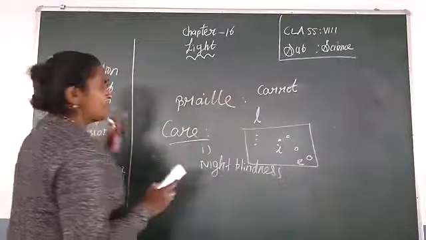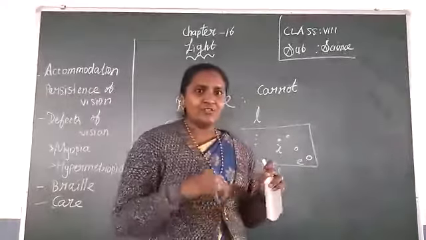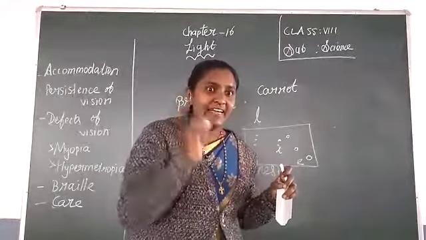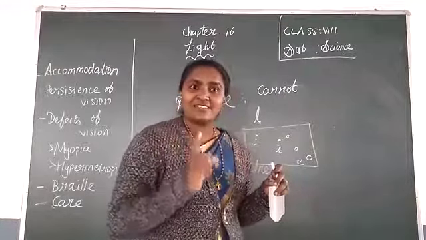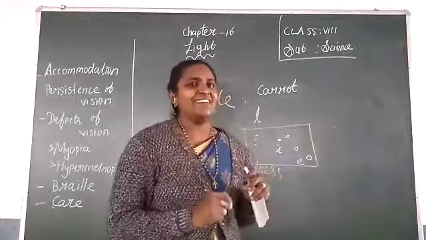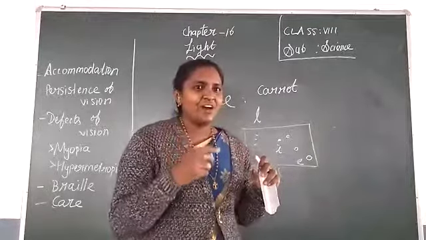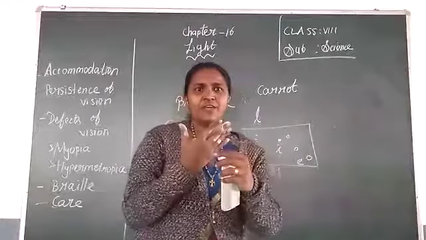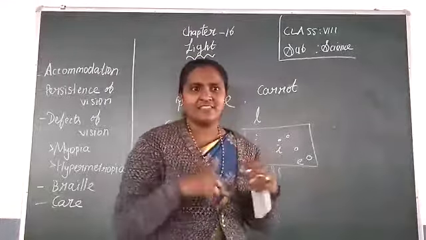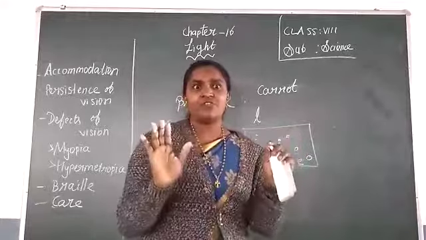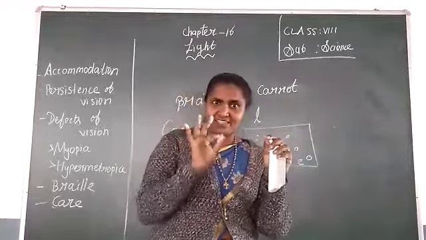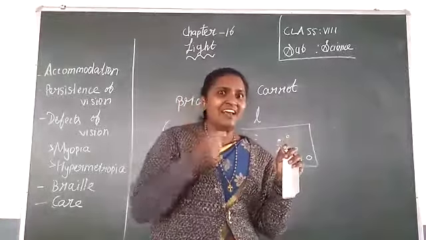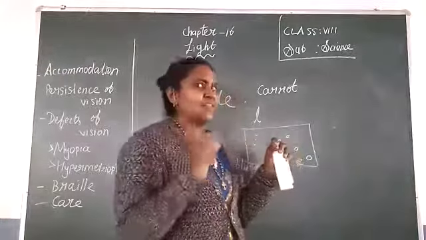And what is the second topic? Persistence of vision. I told you the image which falls on the retina persists for 1/16 of a second, so that we can see the object. I told you one activity. Take one cardboard, paste a bird on one side and a cage on the other side. Keep on rotating, now stop rotating. It seems the bird is sitting inside the cage. This is because of persistence of the image.